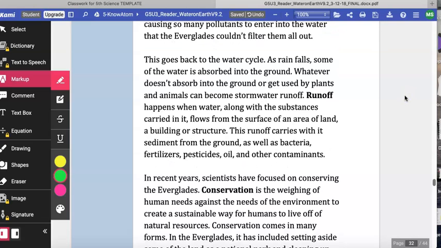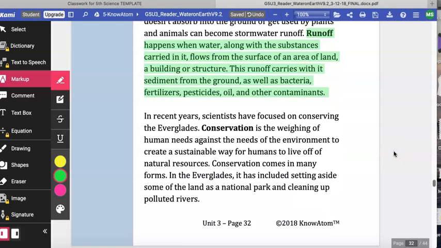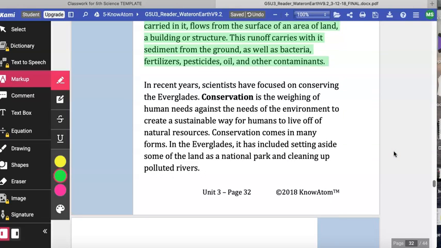As rain falls, some of the water is absorbed into the ground. Whatever doesn't absorb into the ground or get used by the plants and animals can become storm water runoff. Runoff happens when water, along with the substances carried in it, flows from the surface of an area of land, a building, or structure. This runoff carries with it sediment from the ground, as well as bacteria, fertilizers, pesticides, oil, and other contaminants.